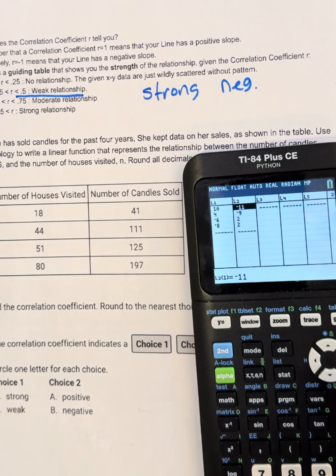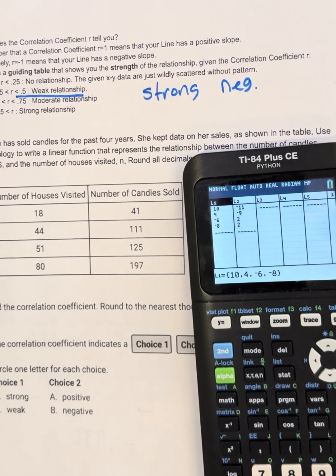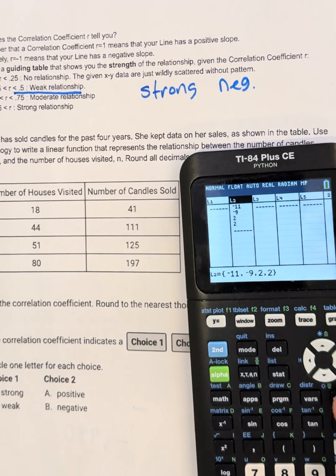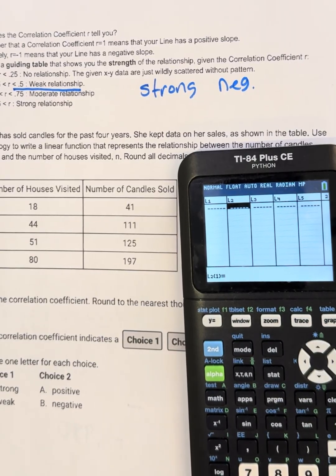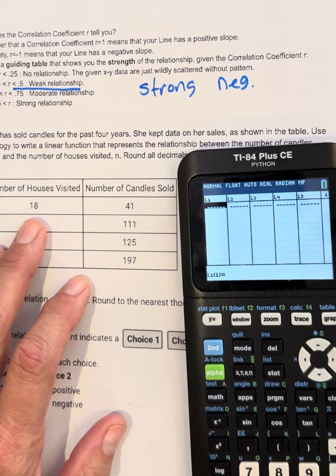So to clear the numbers, good question. Go up to L1, and just like the note said on number 10, you press clear, then enter. If you delete L1 and L2, you deleted it. So clear, then enter.